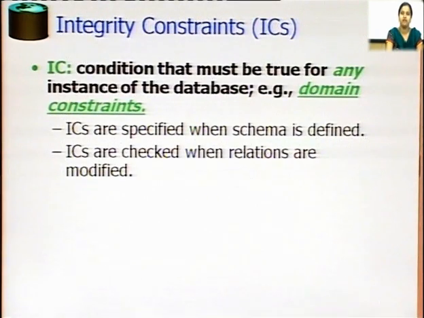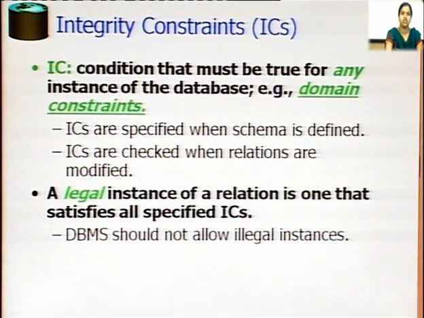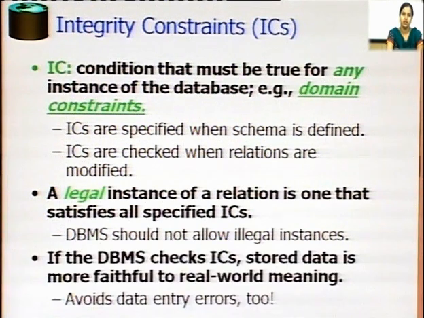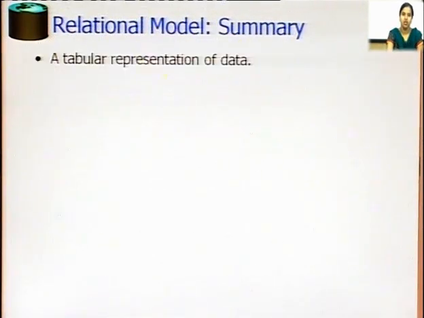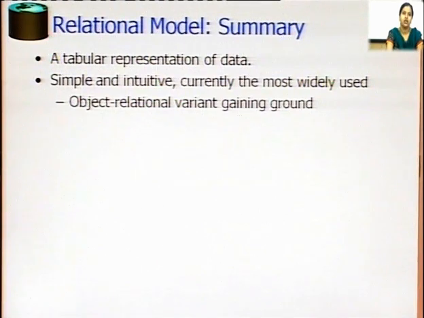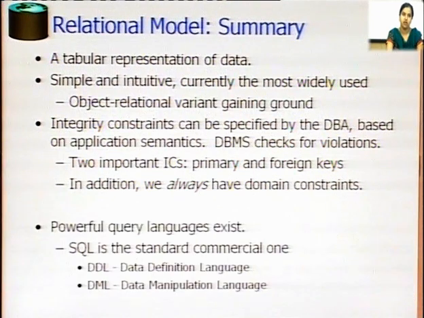Integrity constraints are specified when the schema is defined. A legal instance of a relation is one that satisfies all the specified integrity constraints. If the DBMS checks ICs, that is integrity constraints, the stored data is more faithful to real-world meaning. It helps to avoid data entry errors as well. So this is all about the data we have studied: a tabular representation of data. It is simple and intuitive. Integrity constraints are maintained. Powerful query languages are there, DDL and DML, which help to manipulate the data.